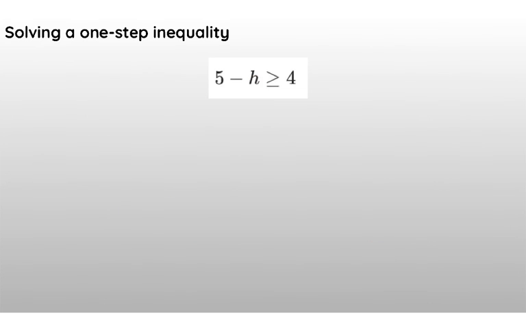Just this next one here I wanted to show you because what's going to happen is a little crazy. We want to isolate the variable again, so I want to get h by itself. So I'm going to subtract 5 from both sides. This cancels out, and I get negative h is greater than or equal to a negative 1.